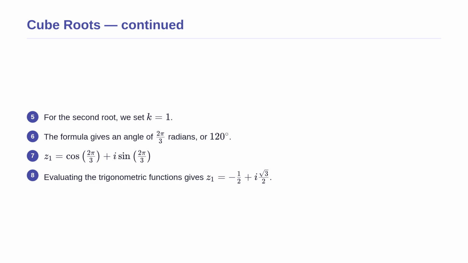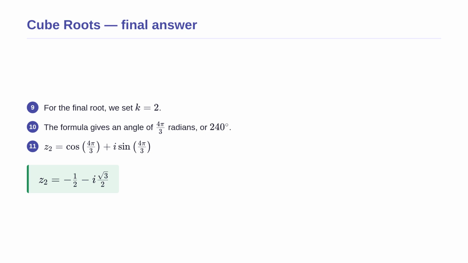This places our second root in the top left quadrant of the circle. For our final root, we plug in k equals 2. This gives an angle of 4 pi over 3 radians, which is equivalent to 240 degrees. We again use the cosine and sine functions to find the exact coordinates. Both the real and imaginary parts are negative, placing this root in the bottom left quadrant.